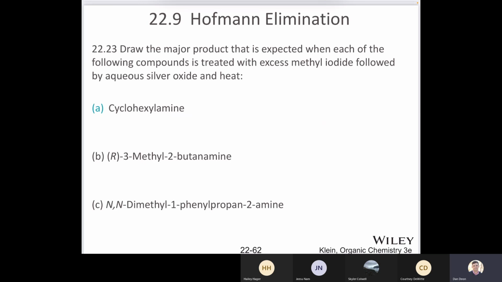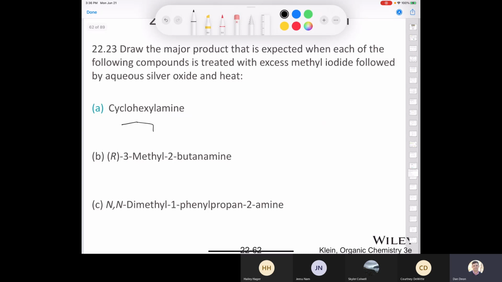So we're starting with cyclohexylamine. So that's like cyclohexanol, but it's cyclohexylamine, okay? We're going to treat that with excess methyl iodide. I'll draw the whole thing out here, pardon my language. So let's move this over here. What are we going to get in the first step? We're going to end up with this guy. So we've got 1, 2, 3. Now it's got a positive charge. We have our iodide over here.